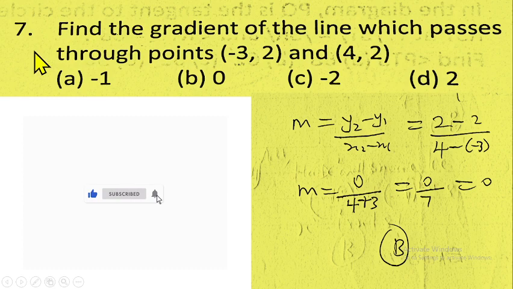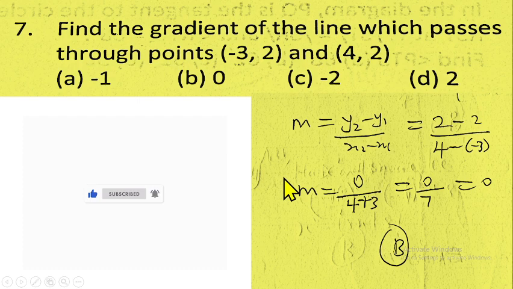Question number 7, we have to find the gradient of the line which passes through this point and this point. So you are given two coordinates of points that a line passes through. So you have to find the gradient of this line.